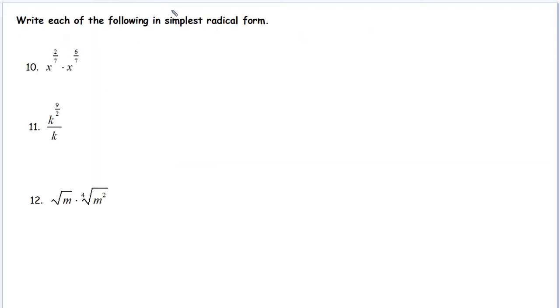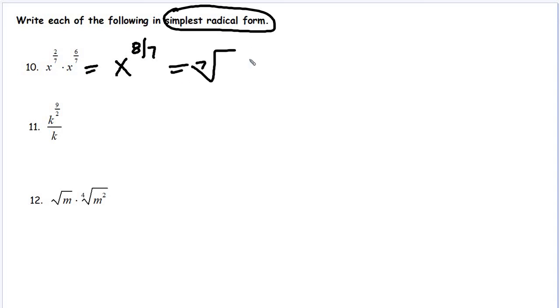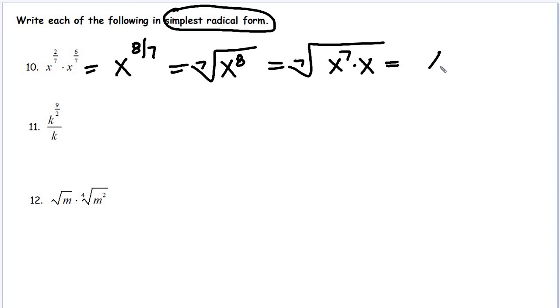Okay, so we want to write these. This is the big thing, simplest radical form. So the first thing is we want to apply those exponential laws to get it as simple as possible and then write it as a radical. So product rule says that we add when we multiply like bases. So that's x to the 8 over 7. That won't simplify, so I'm going to do the 7th root of x to the 8th. Remember, it is power over root. Don't get this confused or you will get it wrong. Okay, so this is not simplest form because my exponent is larger than my index. So I have the 7th root of x to the 7th times x, which is going to give me x times the 7th root of x.